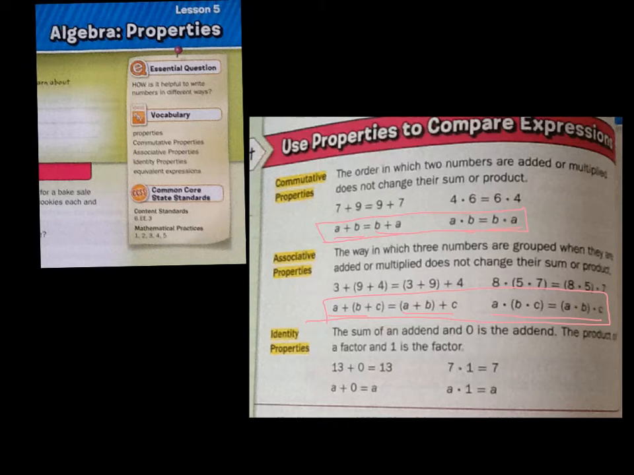And last but not least is the identity property. Identity is the sum of an addend and 0 is the addend. The product of the factor and 1 is a factor. Now what that means is anything plus 0 is that number, and anything times 1 is that number, which we all should know by now. So if I take 13 plus 0, it's going to be 13 whenever I add. And whenever I take something times 1, in this case 7, it's always going to be that number. And again, I can plug in variables and it'll still be the same. You can follow along with me on page 474. That's where all those properties were.